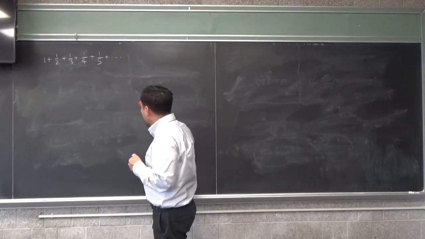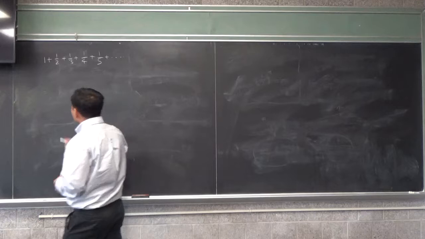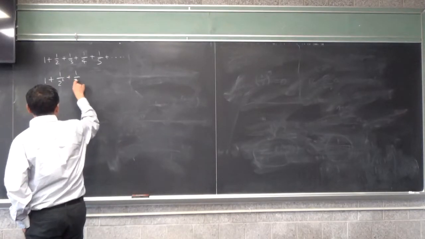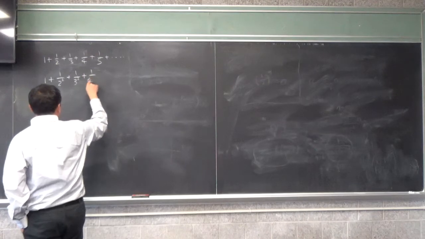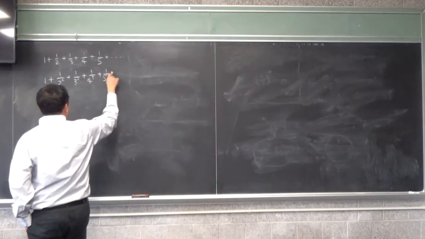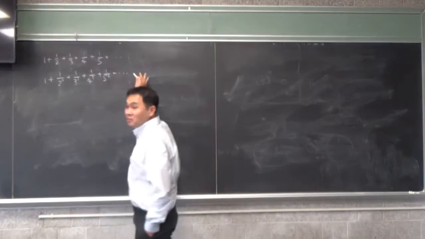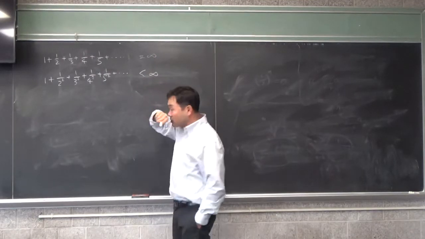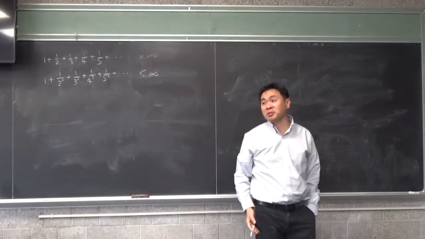On the other hand, if you had 1 plus 1 over 2 squared plus 1 over 3 squared, we're going to prove in a moment that this actually converges. So this will be infinity, but this will be some finite number. We'll be proving that. Okay?